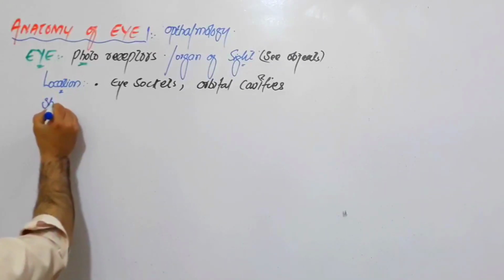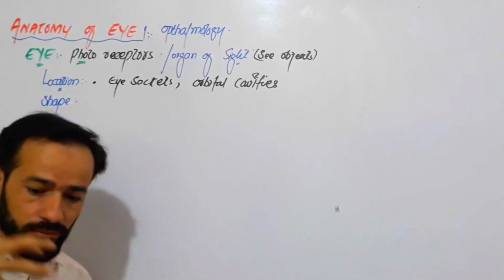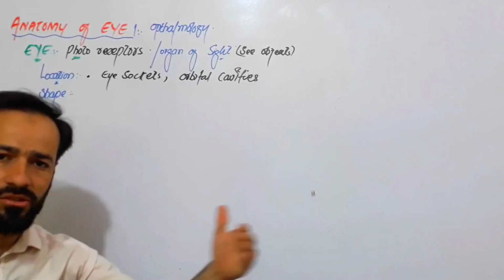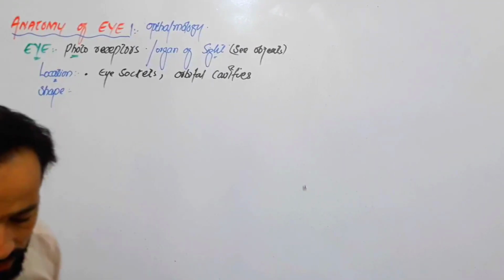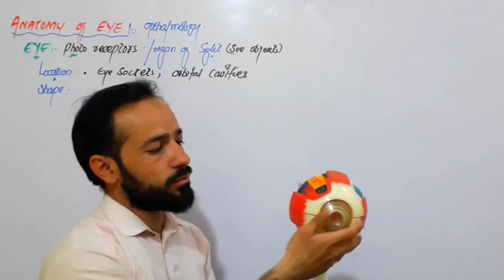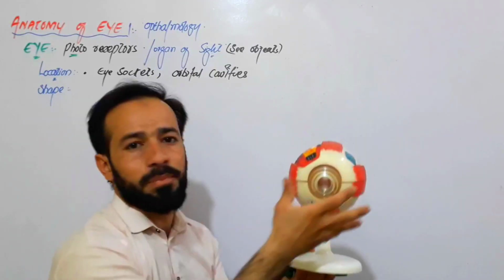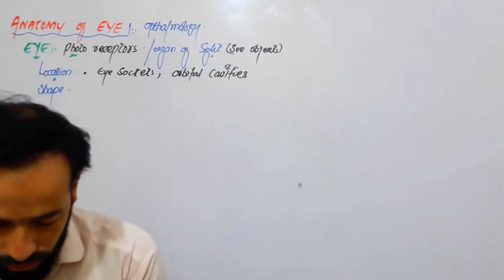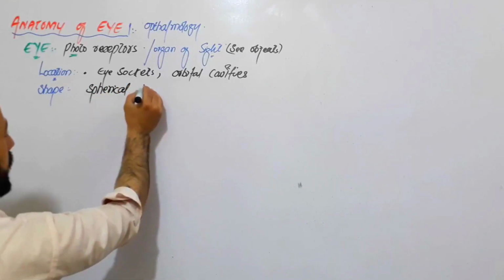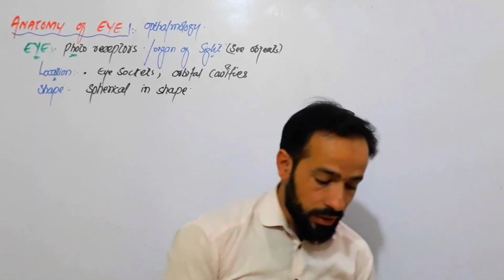Then what is the shape of the eye? This is some general anatomy of the eye. I'm not entering inside the eye right now. We will have separate lectures, many lectures, regarding the structure of the eye. So what is the shape of the eye? As you can see here, I have an eye model in my hand. The eye is mostly spherical or rounded in shape. You can see here, this is an eye and it is spherical in shape, right? So let's write it here: it is spherical in shape. These are some general features of the eye that we should not forget or ignore, right?